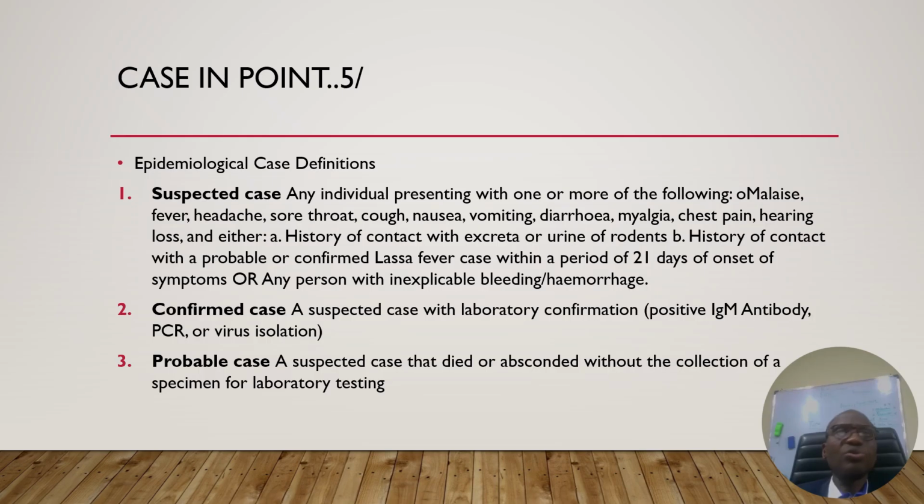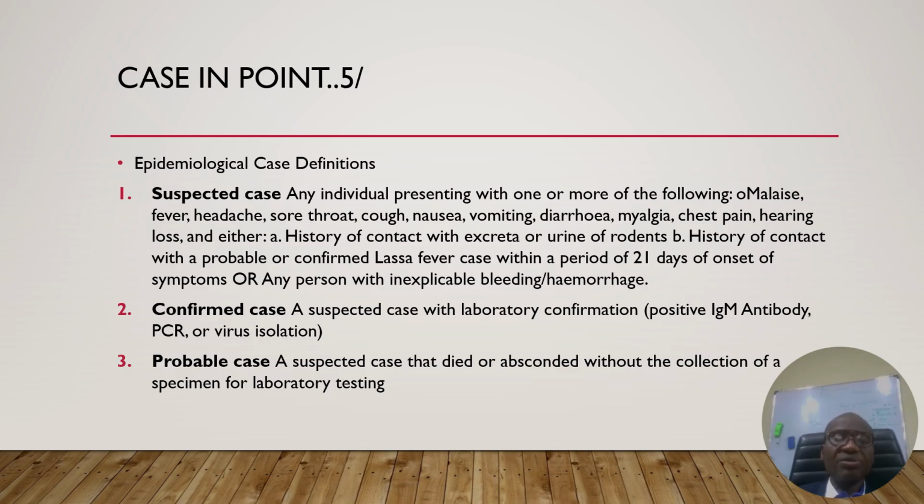Terms that we use include: a suspected case is any individual presenting with one or more of the following: malaise, fever, headache, sore throat, cough, nausea, vomiting, or history of contact with rodents, history of contact with a probable or confirmed case within a period of 21 days of onset of symptoms, or even a person with unexplained bleeding and hemorrhage. It may be a suspected case, especially in endemic areas.